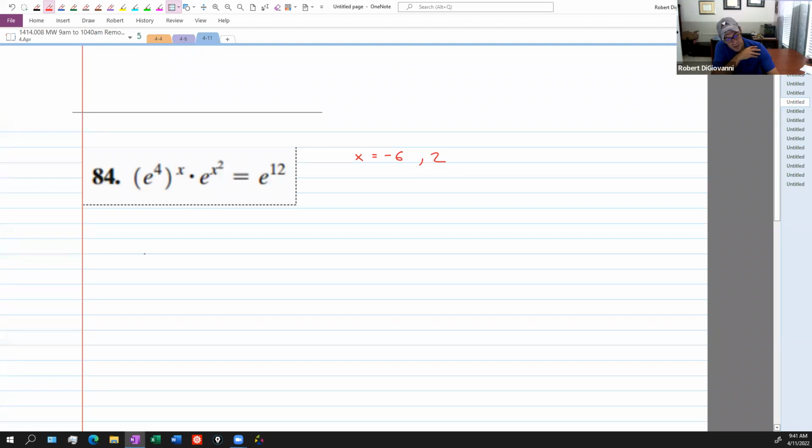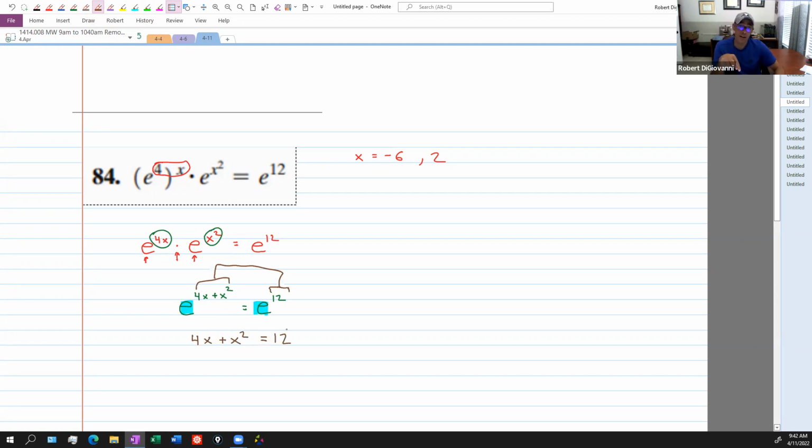So first thing to notice is that this 4 and the x can multiply together. So you get e to the 4x times e to the x squared equals e to the 12. And then using that first property, because these both have e and we're multiplying, very important, we can add those two powers together and put those on an e. So e raised to the 4x plus x squared equals e to the 12. Now that we have the same base, we can set the exponents equal to one another. We get 4x plus x squared equals 12.